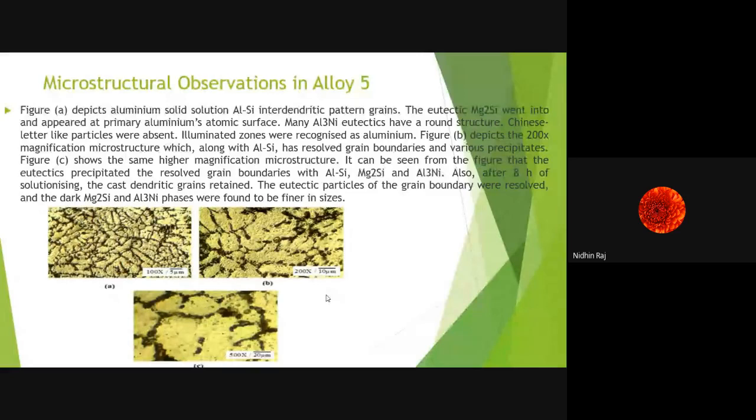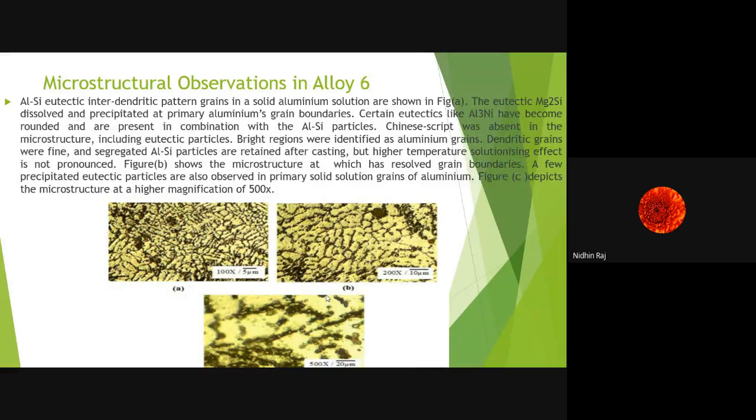and Al3Ni. Now also after 8 hours of solutionizing, the cast dendritic grains actually retained, and the eutectic particles of grain boundary were resolved, and the dark Mg2Si and Al3Ni phases were found to be finer in sizes. Okay, so that was the observation that we got from here. Now moving on to alloy 6.